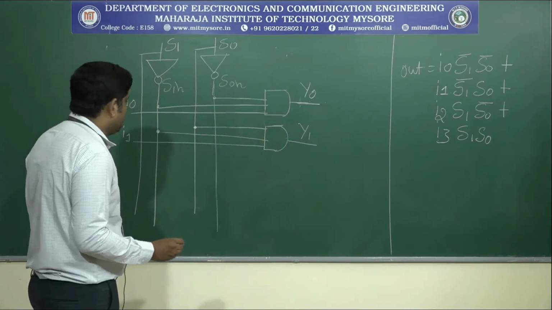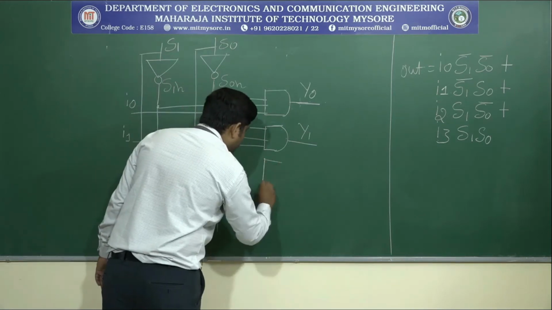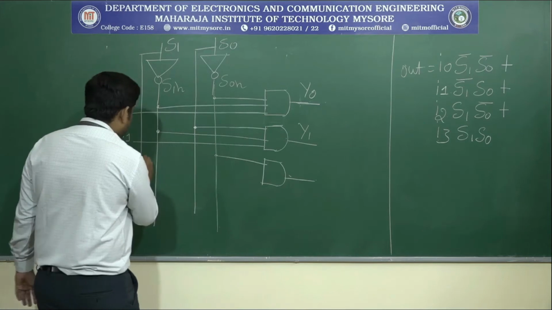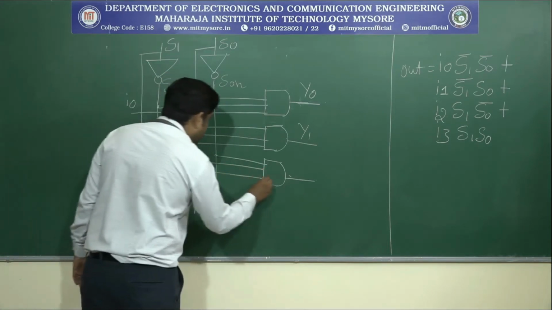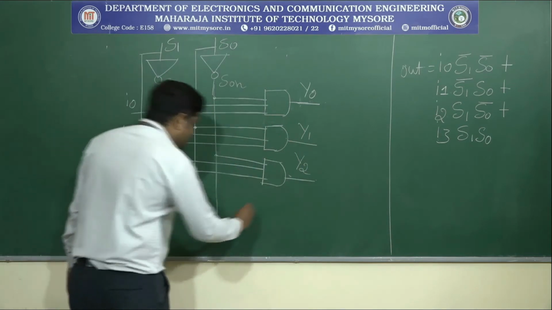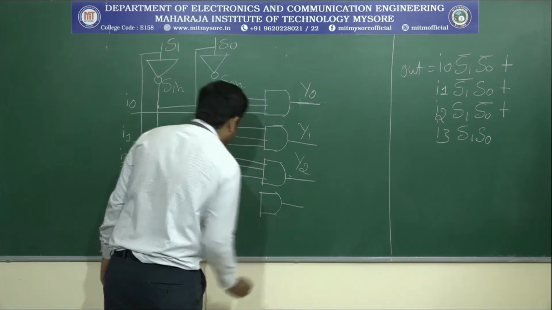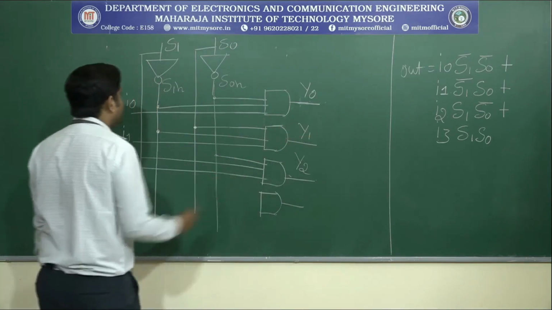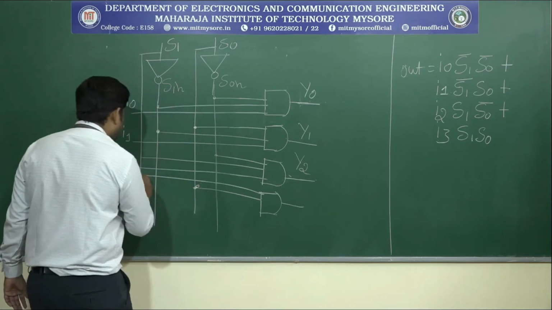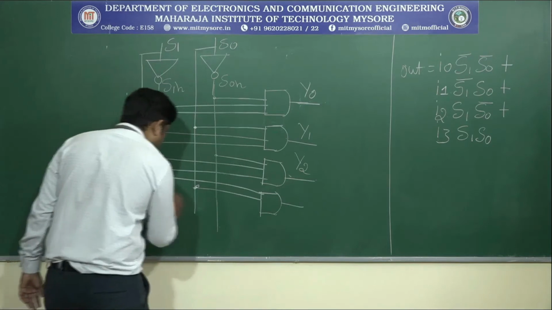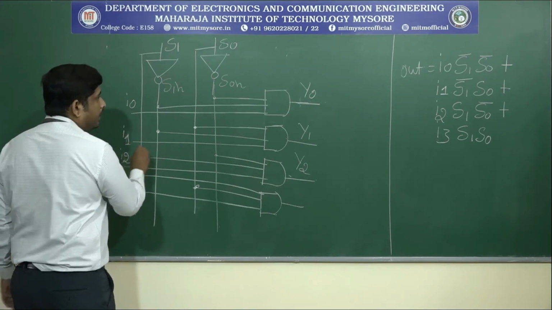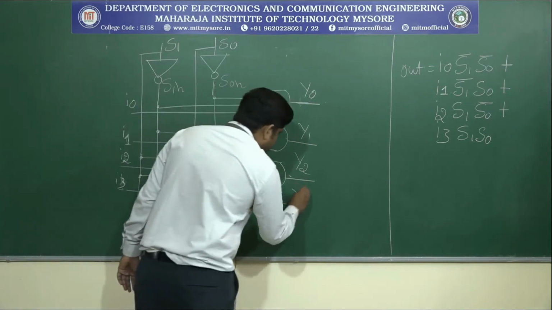So next one, I2 selection. For I2 selection, S0 complement, then S1, then input I2. So this can be named as Y2. Then next, the last one, that is the last select line, that is the last input. Then here S1 and S0, S1, S0, then I3, and it produces Y3.